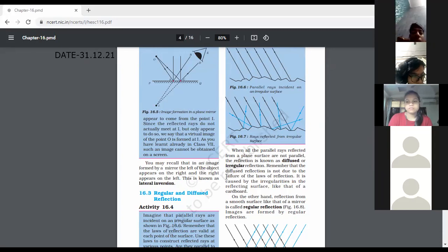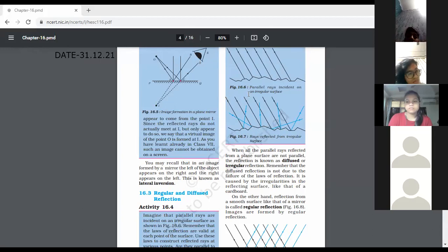Okay, children, so here is a difference. The question may be there to differentiate between regular and irregular reflection, so kindly mark the difference. You can see it in the diagram also, it is very clear. Figure 16.7 is for irregular reflection. See, children, the surface is rough. In the 16.7 figure, the surface is a rough surface.